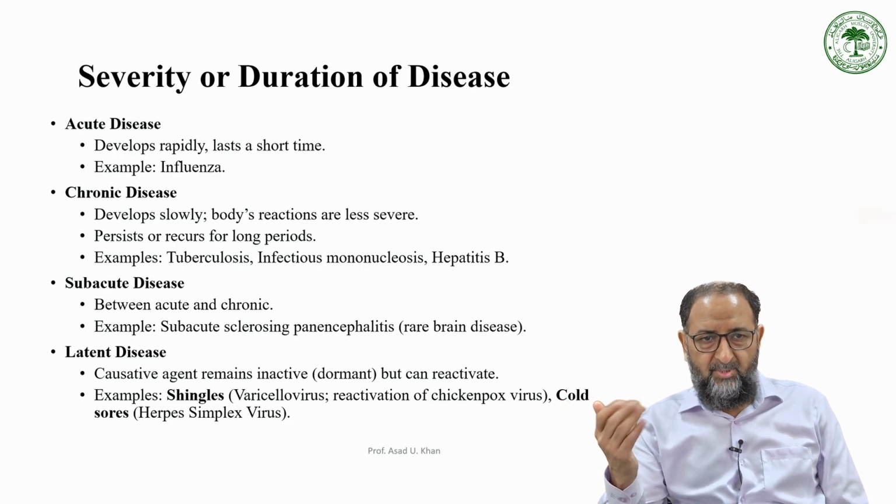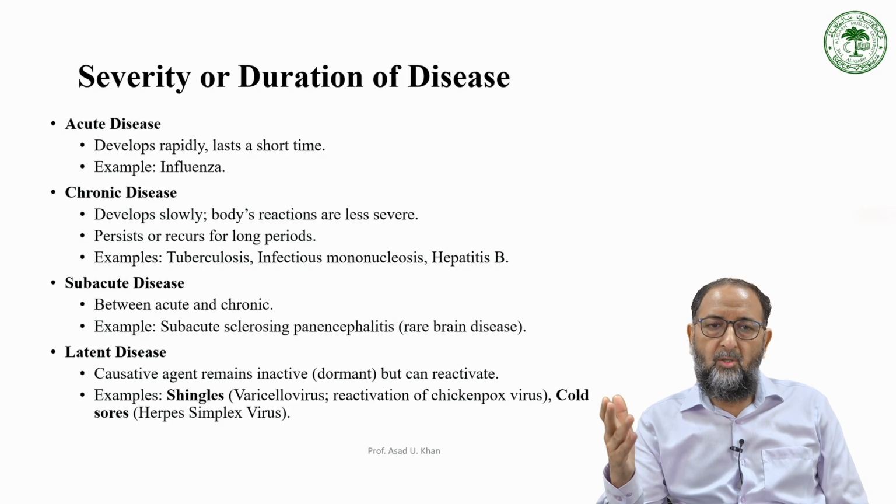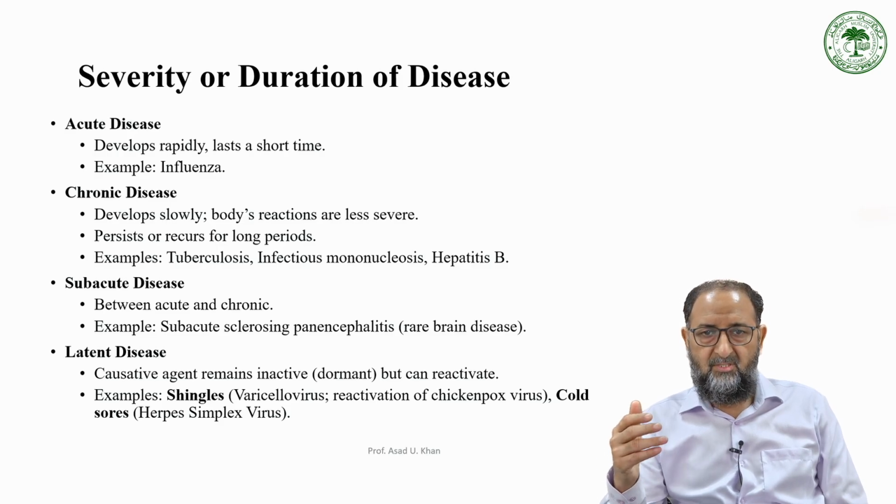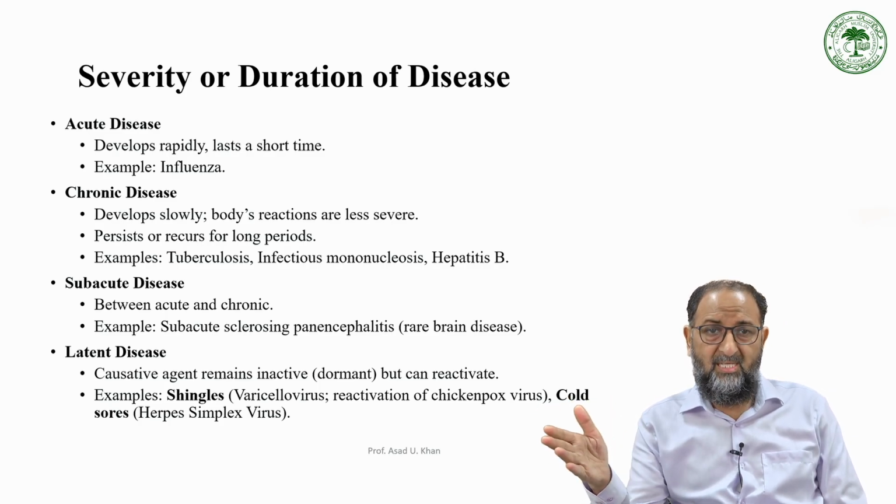For example, hepatitis B persists for a long time. Tuberculosis, like infectious mononucleosis. So these are diseases that can go on for a long time, but are not so severe. A person can survive for some time. It may deteriorate slowly, but this is called chronic disease. But acute is very fast, quick, and occurs in a very short time.